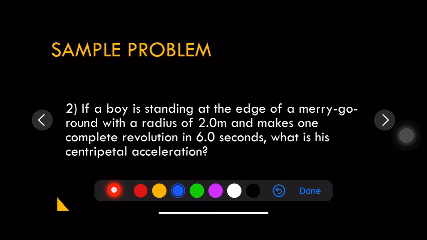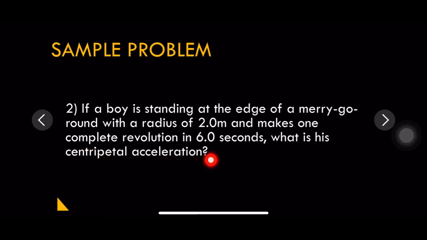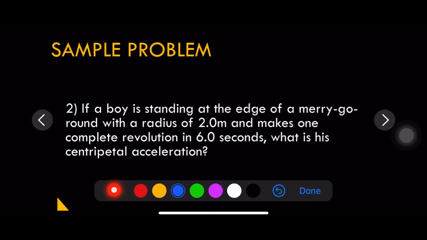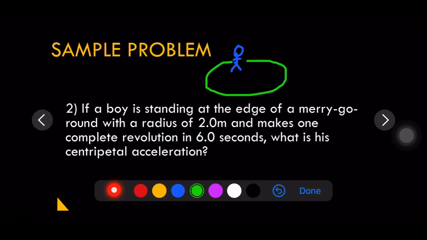Alright, let's go to number 2. If a boy is standing at the edge of a merry-go-round with a radius of 2.0 meters and makes one complete revolution in 6.0 seconds, what is his centripetal acceleration? Let's visualize the boy at the edge of the merry-go-round, which has a radius of 2.0 meters.